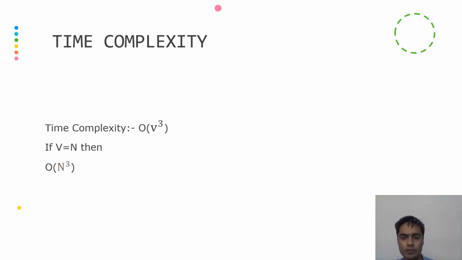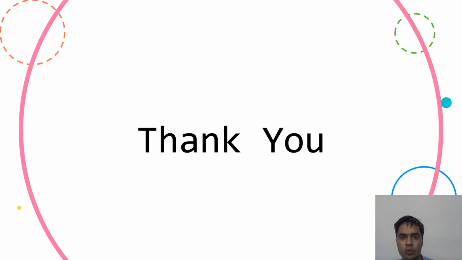So as we have seen, this algorithm requires at least three for loops, so we can say that the time complexity of this algorithm is big O of V cube, where V is the number of vertices. If the number of vertices equals n, then we can say that the time complexity is big O of n cube. So with this, it concludes our discussion of the Floyd Warshall algorithm.